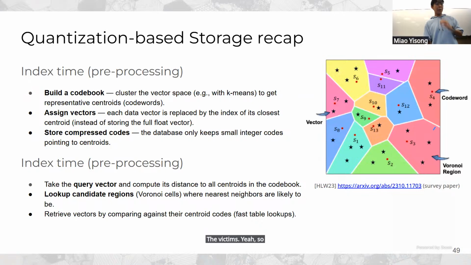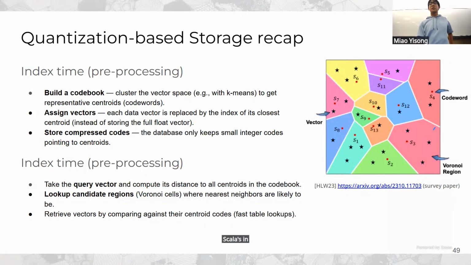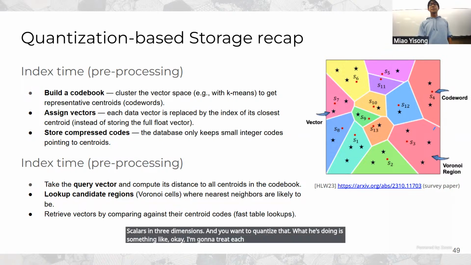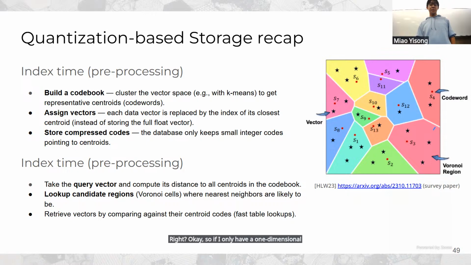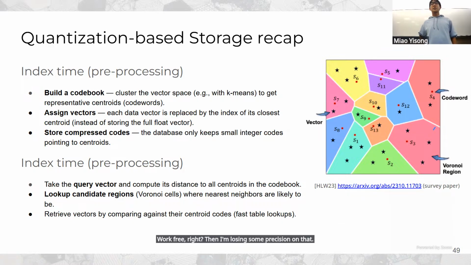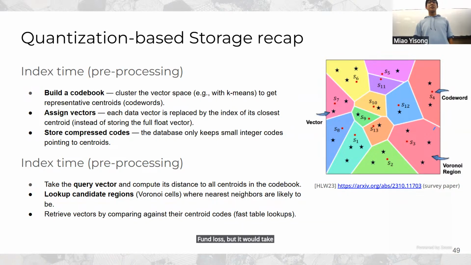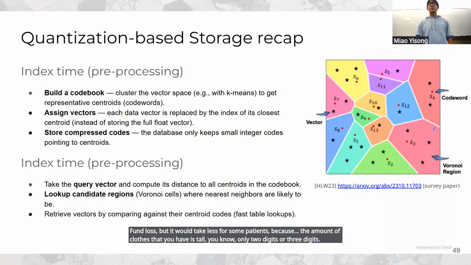Yeah, so if you think like you have a three-dimensional vector, it has scalars in three dimensions, and you want to quantize that. What he's doing is treating each of the projections x, y, and z separately. If I only have a one-dimensional vector, and instead of allowing 7 decimal places of precision I only allow 2 or 3, then I'm losing some precision. But aggregated together, they can reproduce the original vector with some loss, but it will take less representation because the amount of code you have is only 2 or 3 digits. That makes sense.